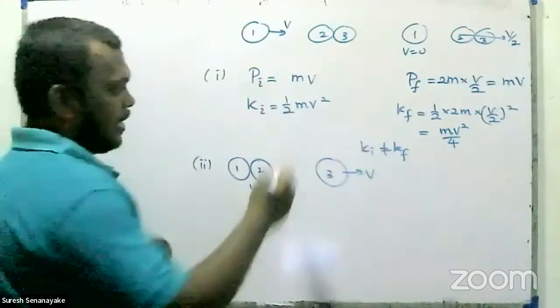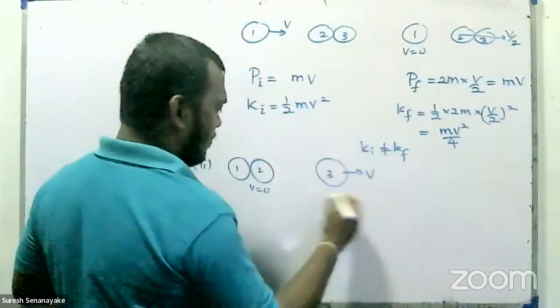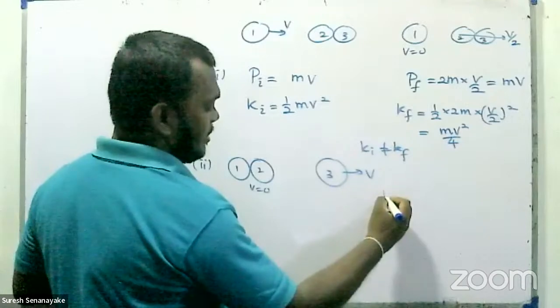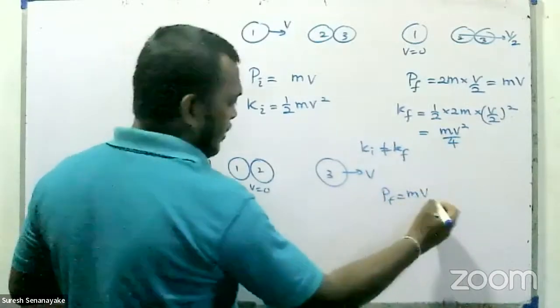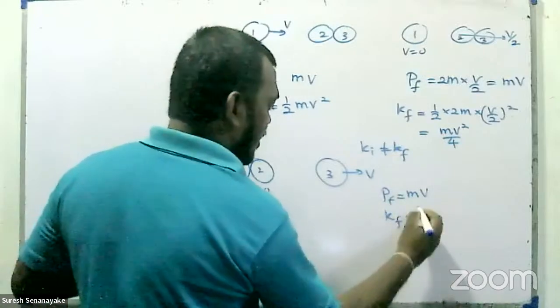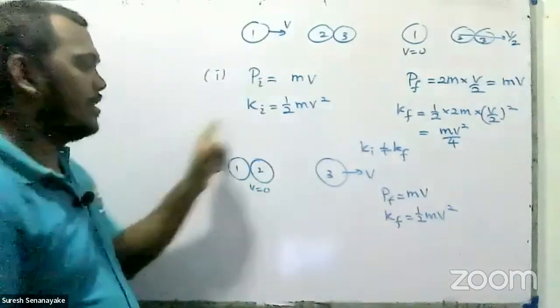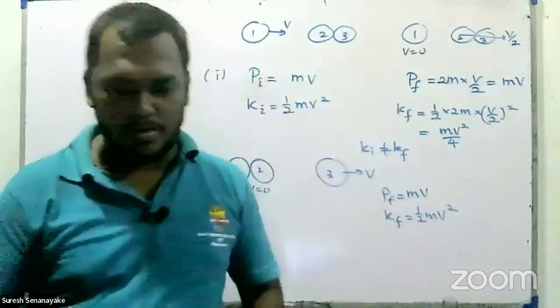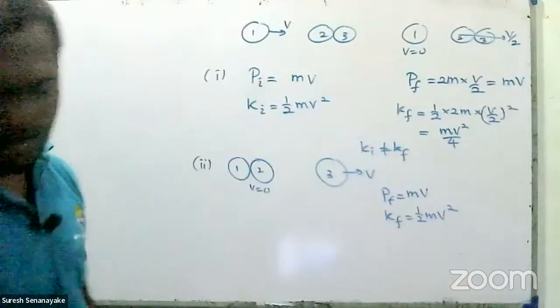The initial thing has not changed. Now you can check the final one for the second case. The final momentum is zero, which is okay, and the final kinetic energy is half m v squared, so the energy is conserved and the momentum is conserved. So it can happen.